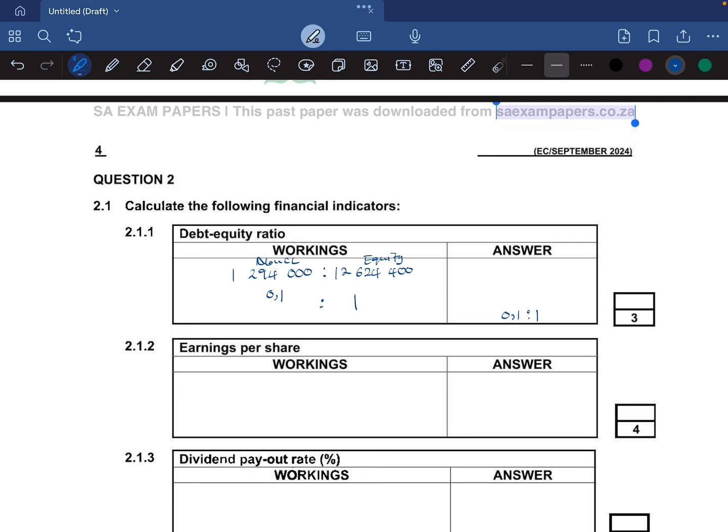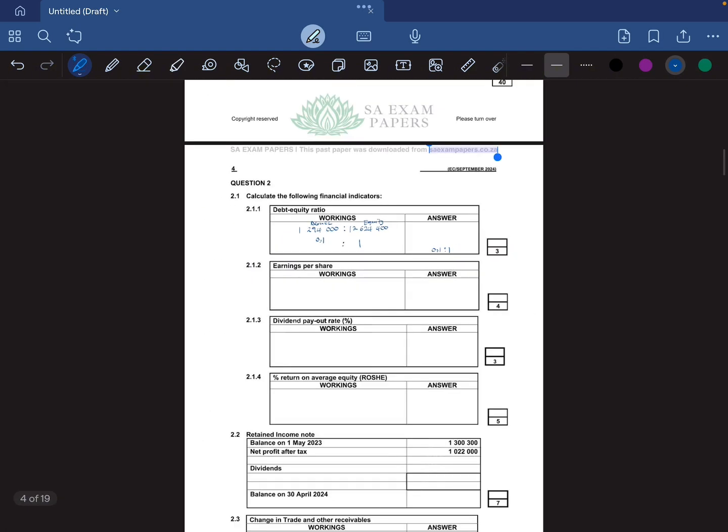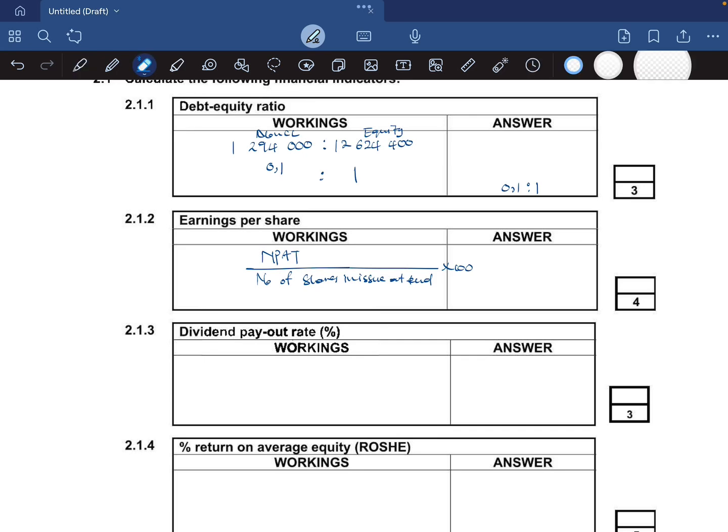The second one we are required to calculate is our earnings per share. We know that it is the net profit after tax divided by the number of shares in issue at the end. You can simply multiply by 100 if you want to write your answer in terms of cents. So we need to determine our net profit after tax, and also the number of shares at the end.